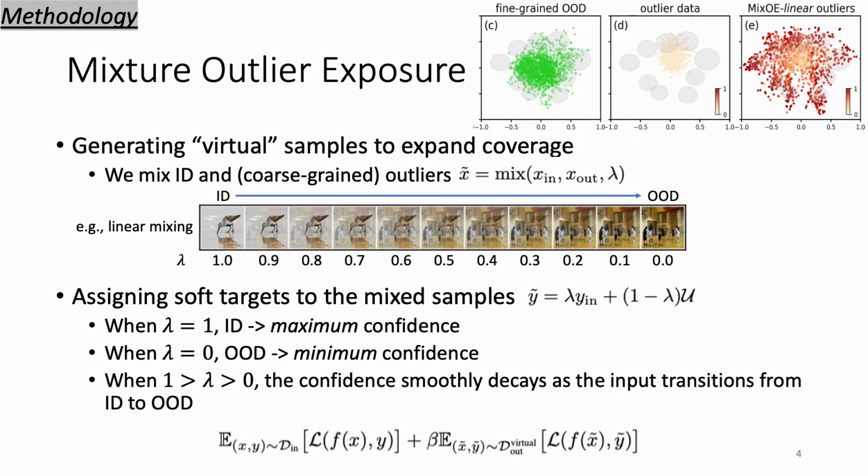As you can see, the generated virtual samples can either be ID or OOD or any of the intermediate state depending on the random coefficient lambda. Correspondingly, we assign soft target to each virtual sample by convex combination between the one-hot label and the uniform distribution. By doing so, we can control the prediction confidence to smoothly decay when the input transitions from ID to OOD. Finally, the overall training objective is just to minimize the cross-entropy loss on those empirical samples from the original training set and those generated virtual samples.